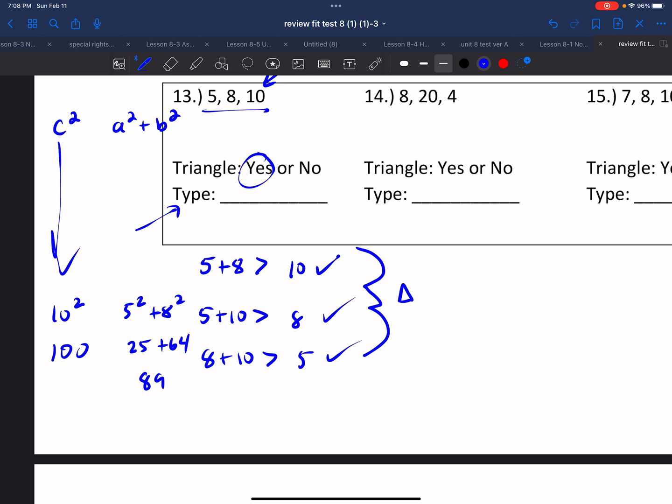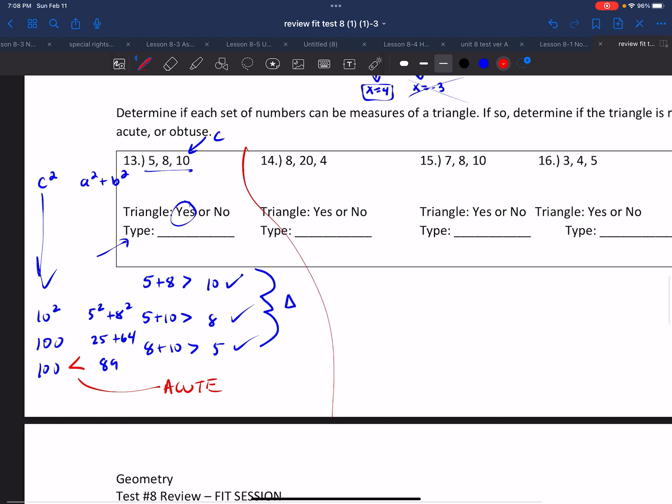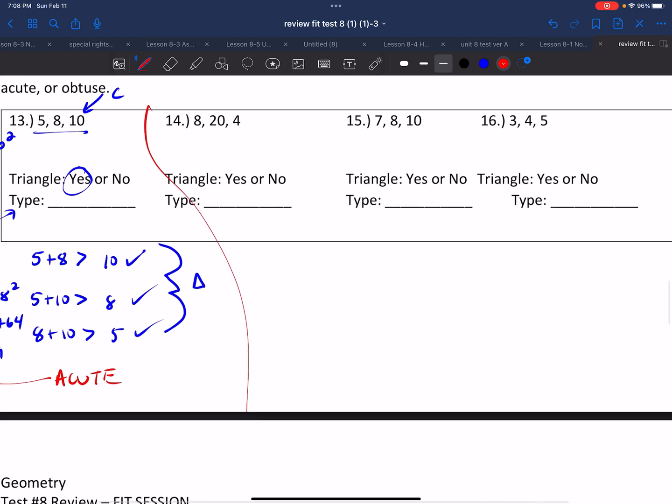That's easy math. Okay, so that's 89, and then I'm comparing that, I have 100, and I'm comparing that to 89. 100 seems to be greater than 89. So if that's less than, that's acute. Okay, if c squared is less than the right-hand side, it's acute. All right, so let me go ahead and rush through 14.